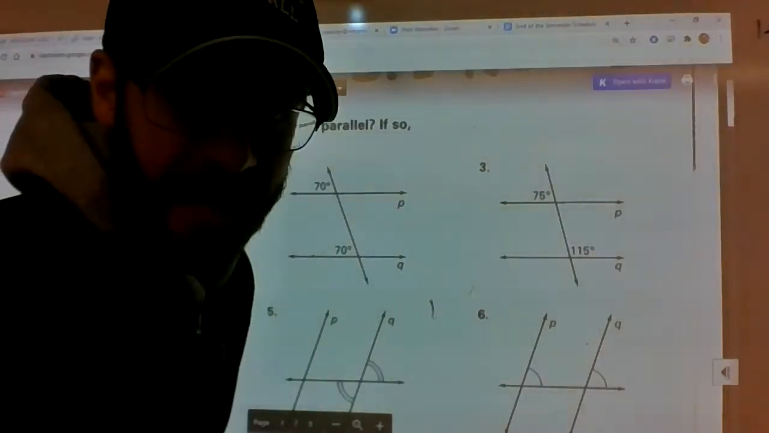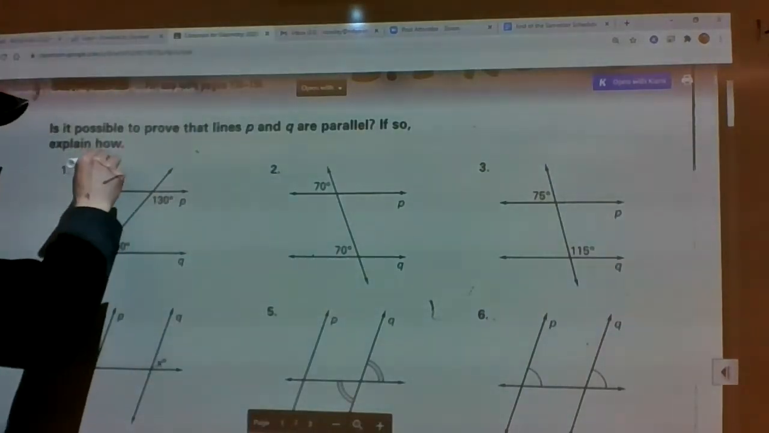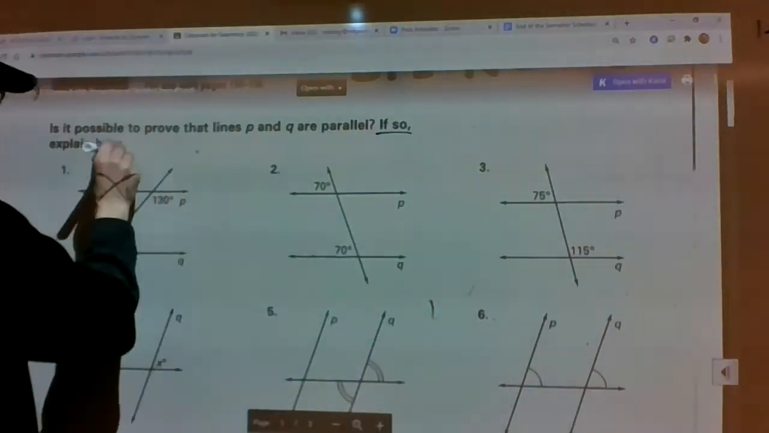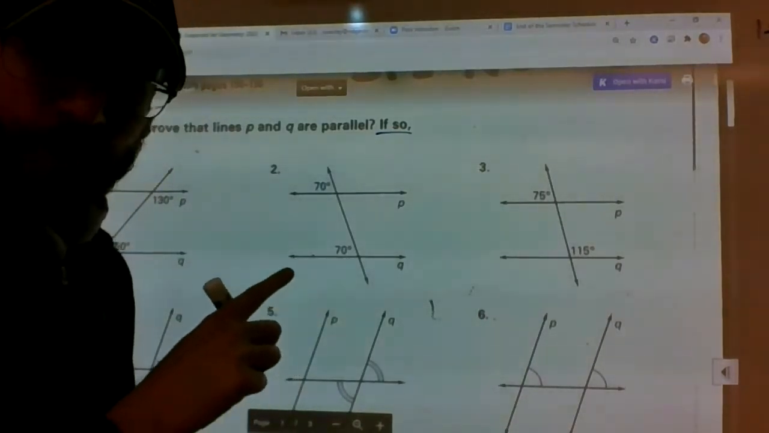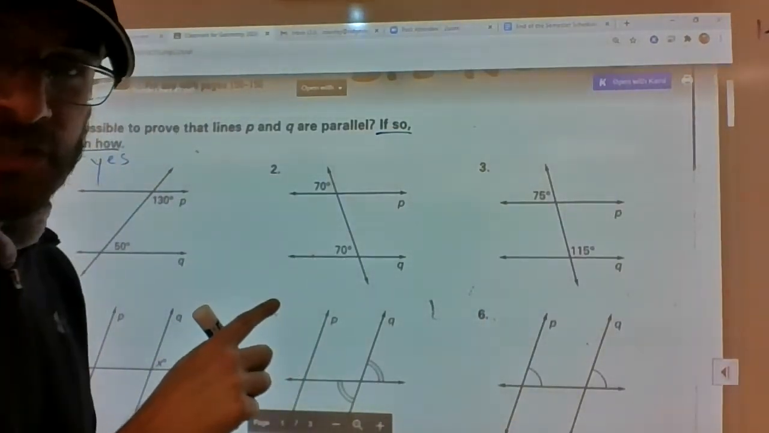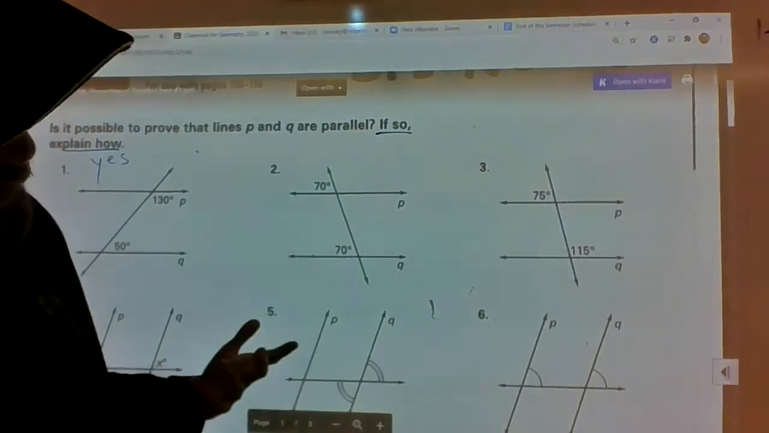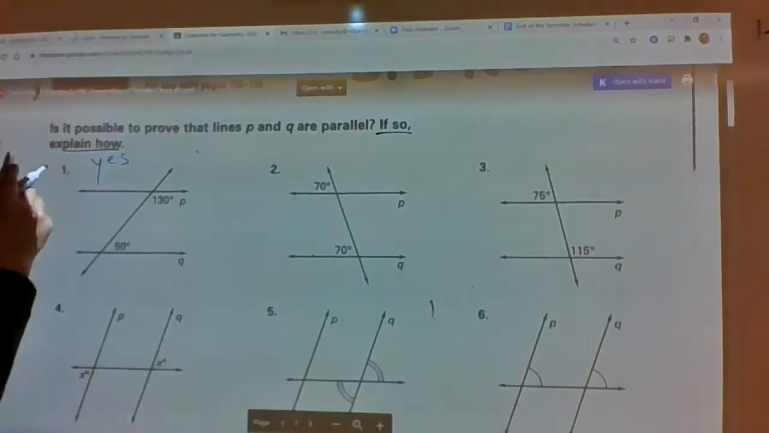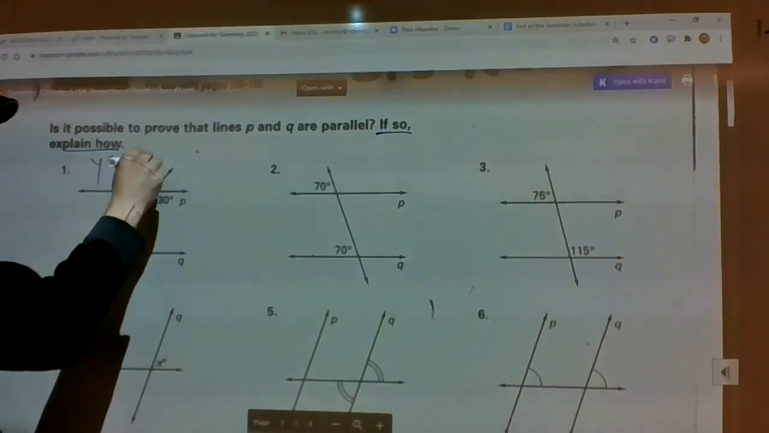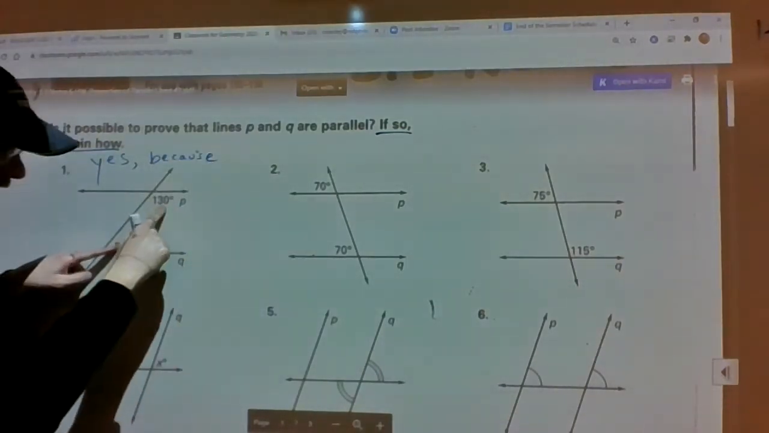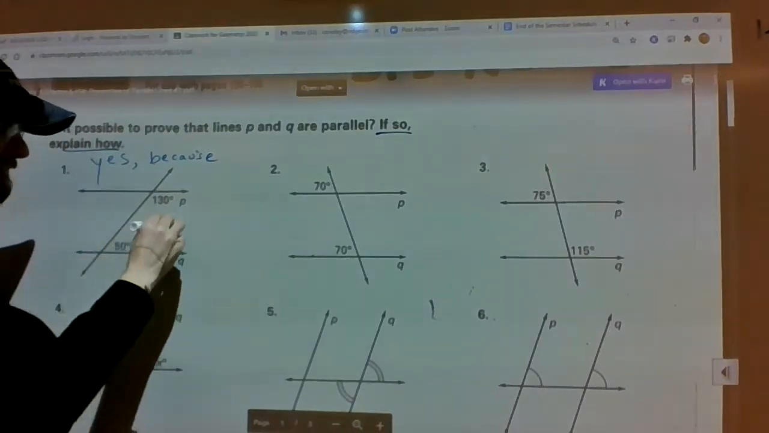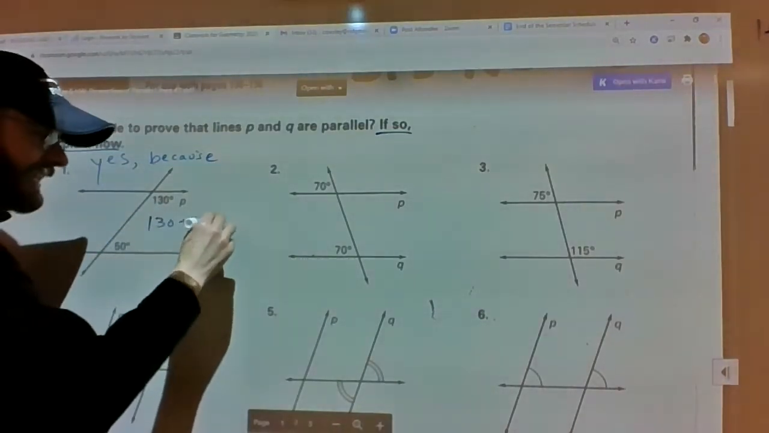The answer, yes. Now, by the way, guys, if you don't give a reason on the assignment, I'm not going to give you credit for it, because the whole idea is not just guessing. It's not just, hey, maybe yes or no. It's why. Yes, because 130 plus 50 adds up to 180.